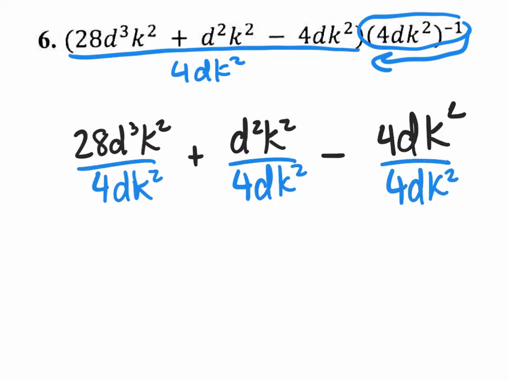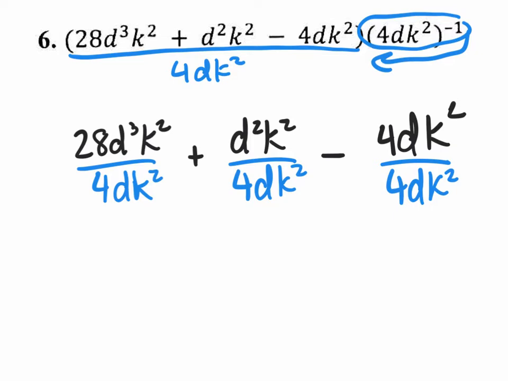4dk squared. Now notice that the plus sign that was in front of the d squared k squared, I didn't put it right in front of it over here. I knew I was going to make a fraction, so I put the plus out here in front of the fraction. This minus sign that was right in front of the 4, I didn't put it right in front of the 4. I put it out here in front of the fraction because I knew I was going to make it its own fraction. So now it's all about canceling things out.